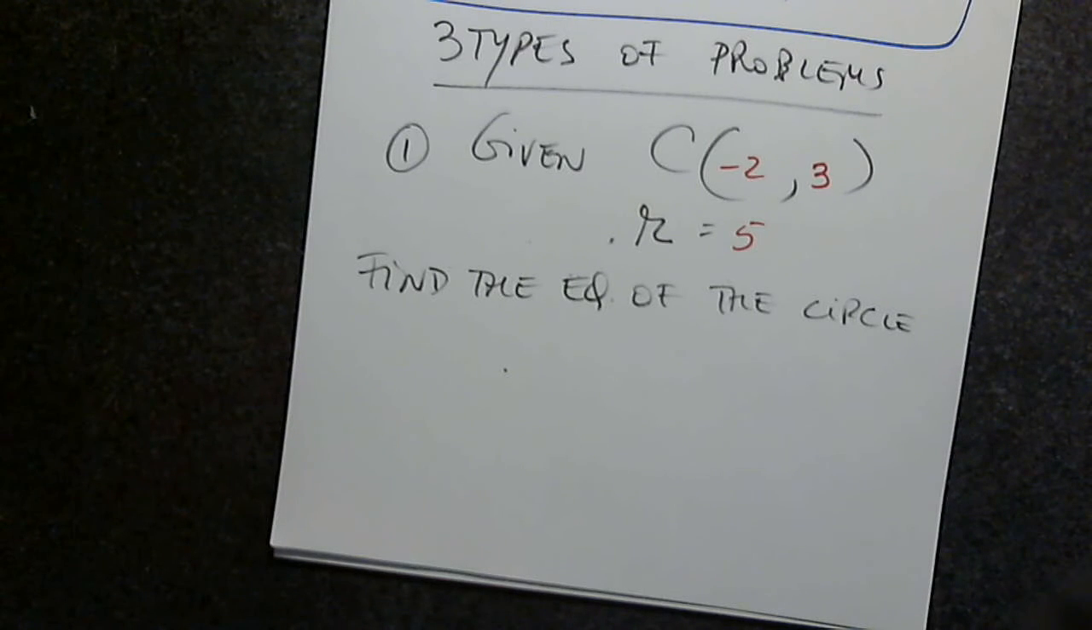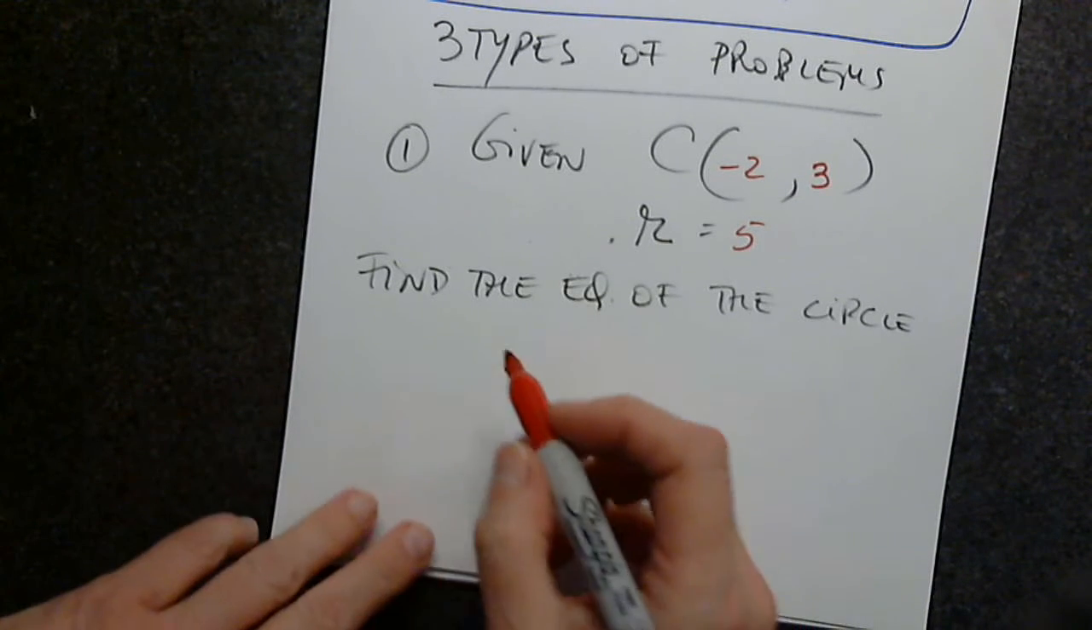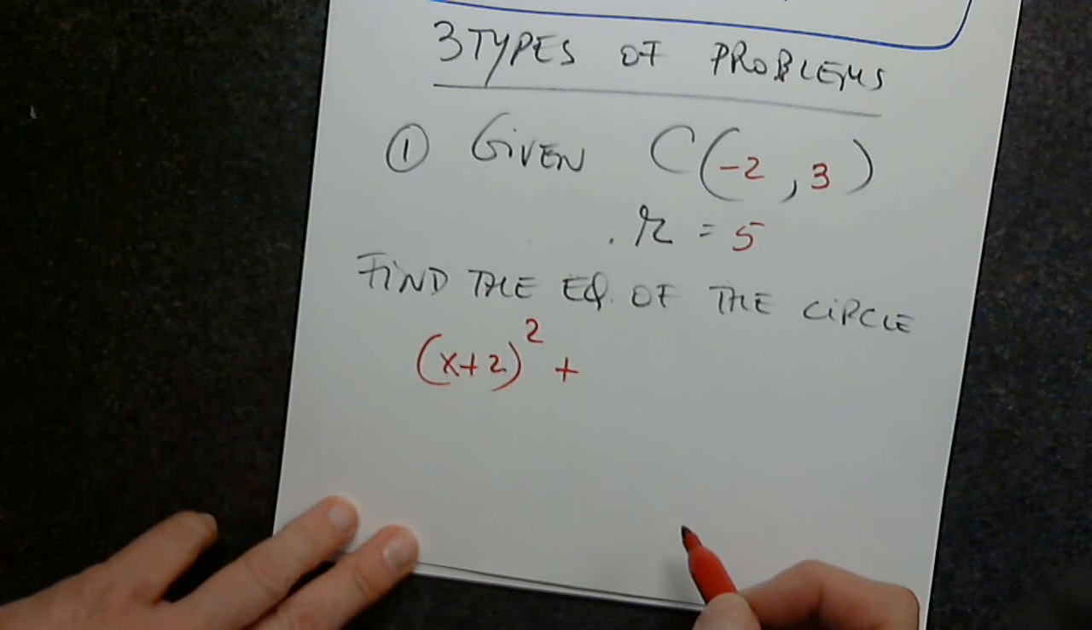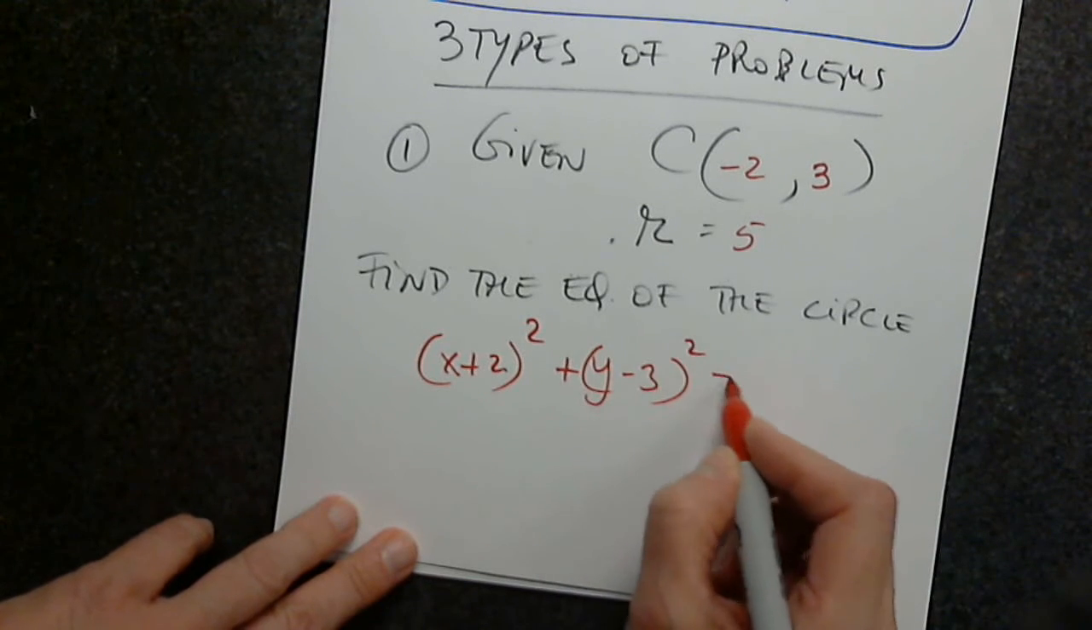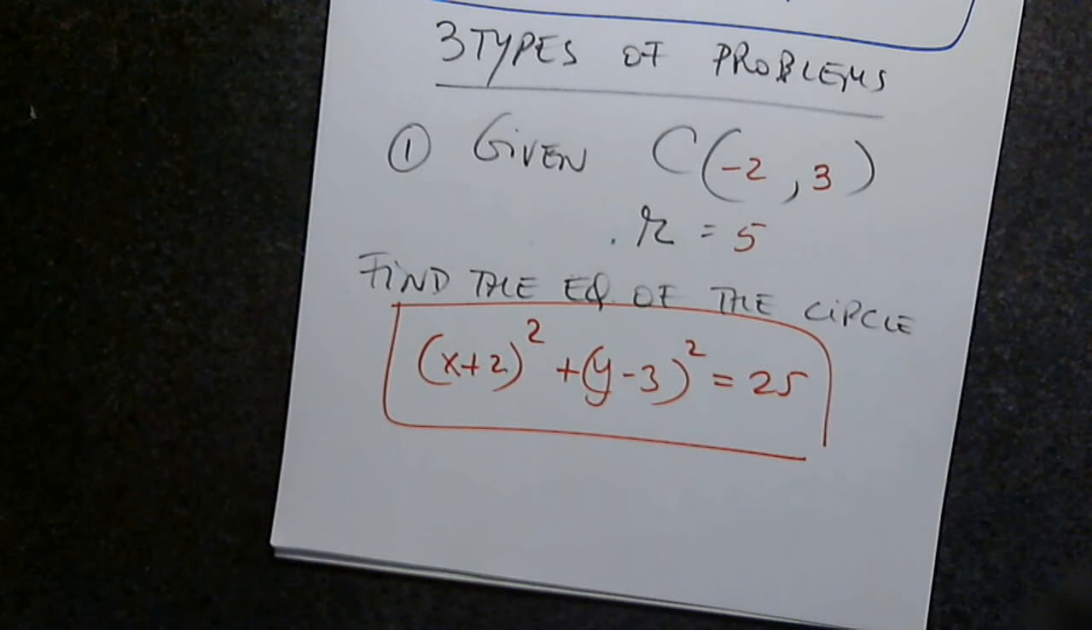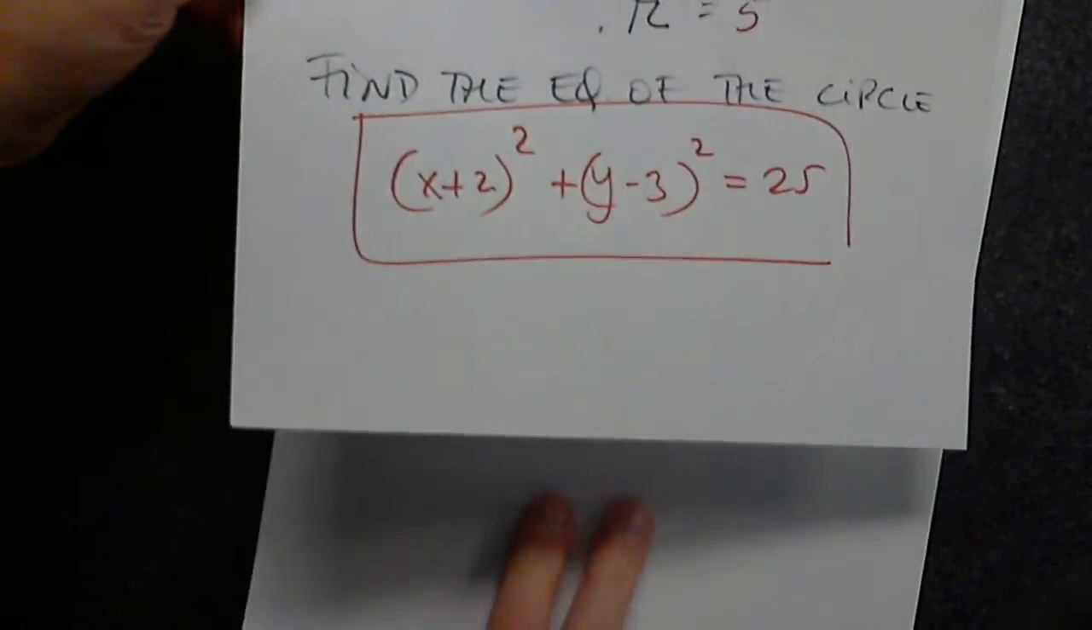How will I write the equation? X plus 2. Very good. Plus 3 squared equals 5 squared. That's it. This is the equation of the circle, centered at negative 2 comma 3, and with a radius of 5. Do we have any doubts, any questions on this? Is this okay? Now let's graph it, because we may be asked to graph the circle.